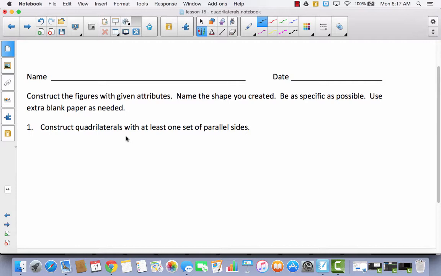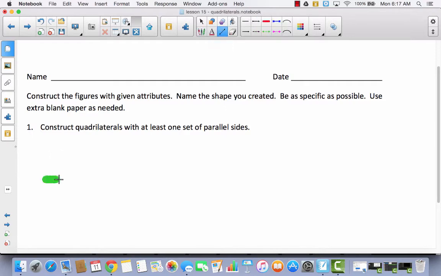So I want you to just take your straight edge, and I want you to draw a four-sided figure with one set of parallel sides. I want you to pause the video and then come back. Okay, so hopefully you've already drawn your quadrilateral with the parallel sides. Now I'm going to draw one. Ours may not look the same, and that's okay.